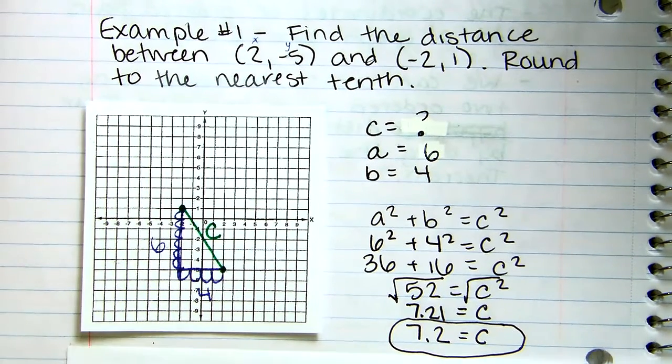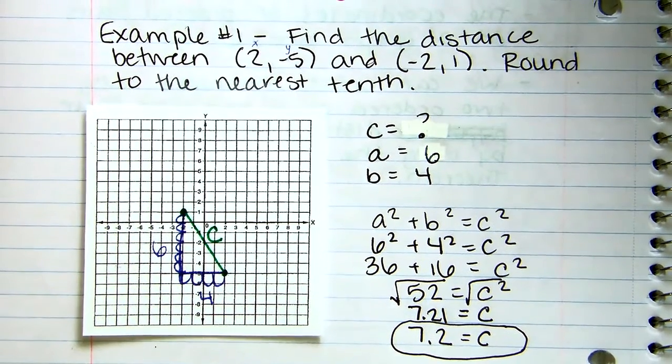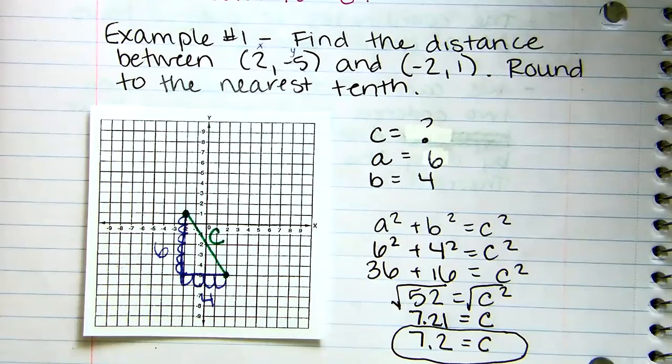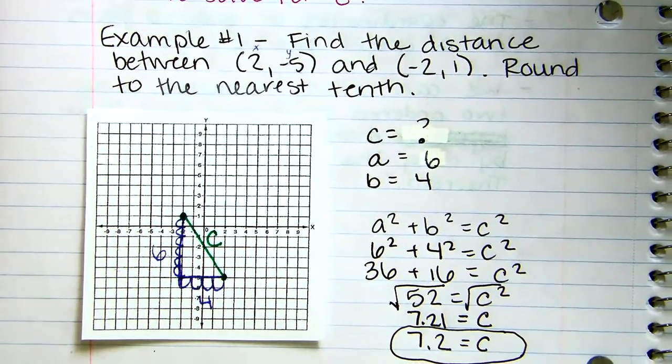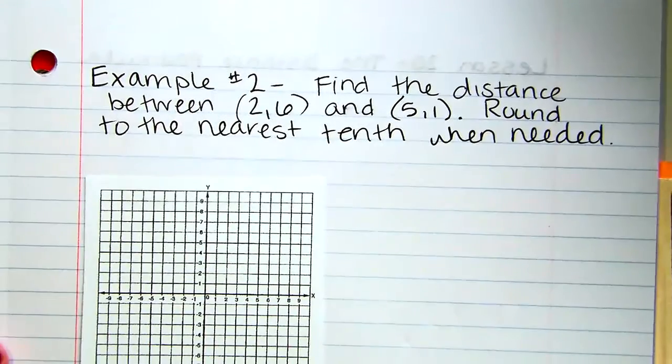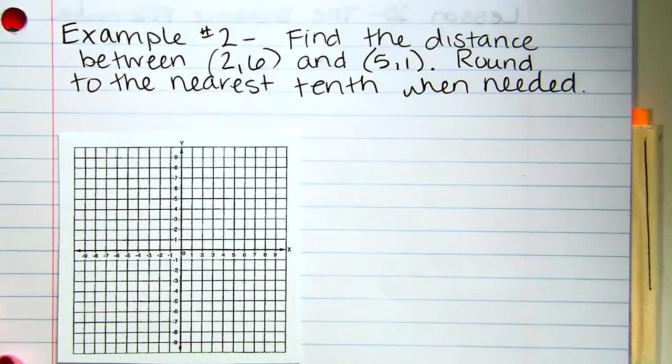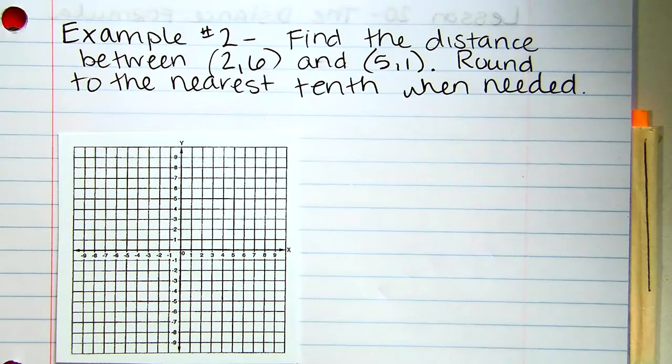Now, the next example that I have for you is not one that I've done previously, so we're going to go ahead and do this one together. Here we go. So, example 2. It says, find the distance between 2, 6 and 5, 1. Round to the nearest tenth when needed.